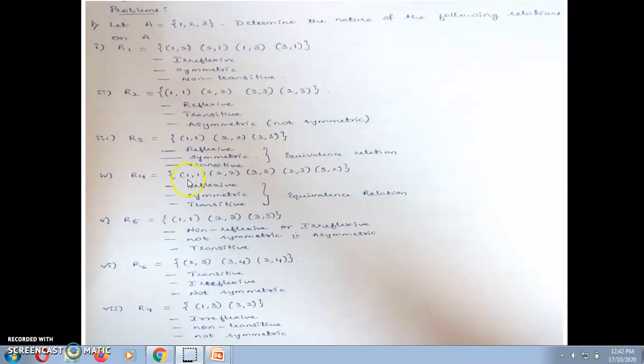And if you see R4, 1 1, 2 2, 3 3, 2 3, 3 2. So now these are reflexive, symmetric for this you have 1 2, 2 3. 2 3 is already there, and 2 3, 3 2. So it is symmetric. Transitive: 2 2, 2 3 and 2 3 even it is. So that's why it is also an equivalence relation. So R4. So try out the remaining ones also.